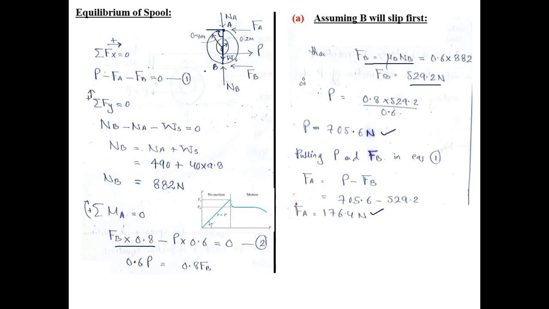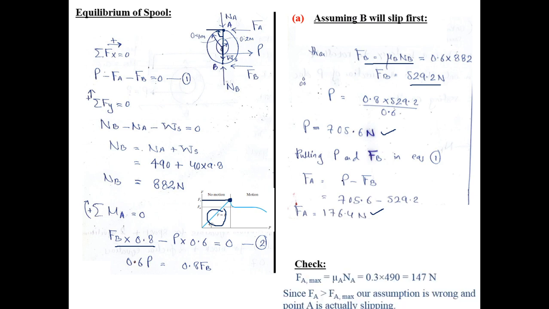So our point B, which we assume is slipping, is lying at this point, the point of impending motion, and point A is lying below this line, which is the line of maximum friction force. So it is lying here. If it is lying here, then this is an equilibrium, and we have to prove that. We have calculated the value of Fa to be 176.4 from equilibrium equations.